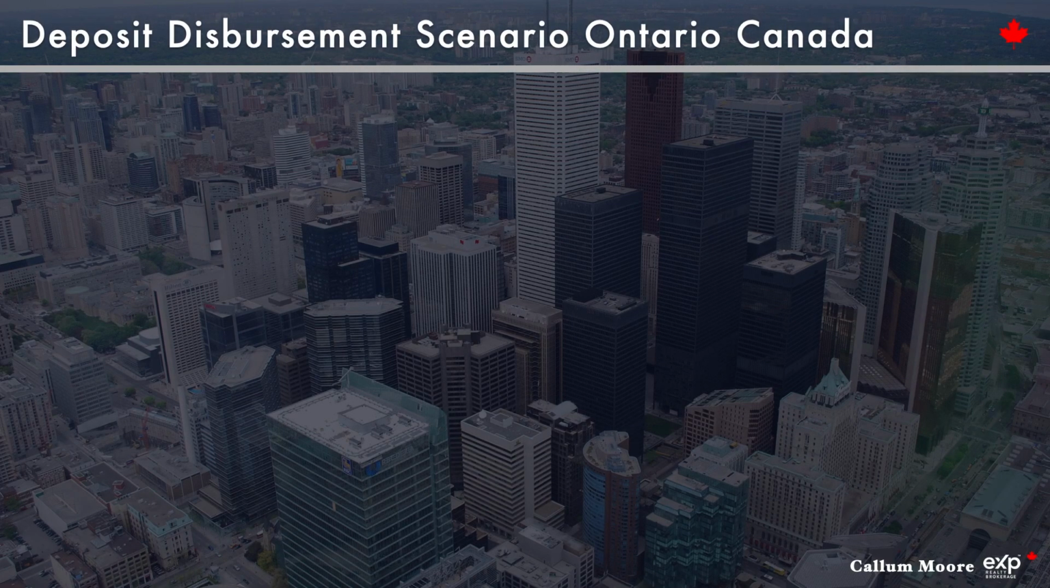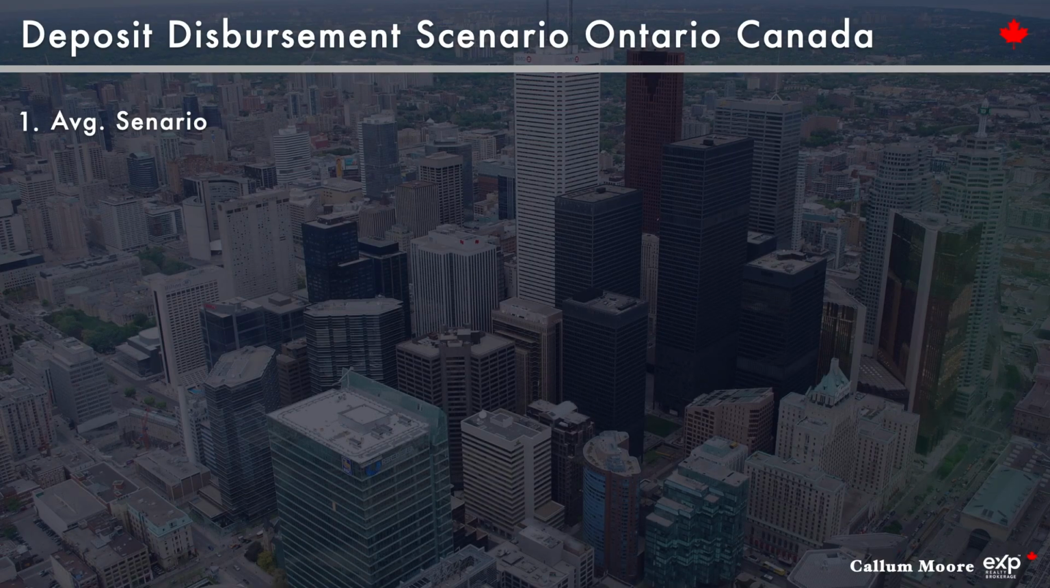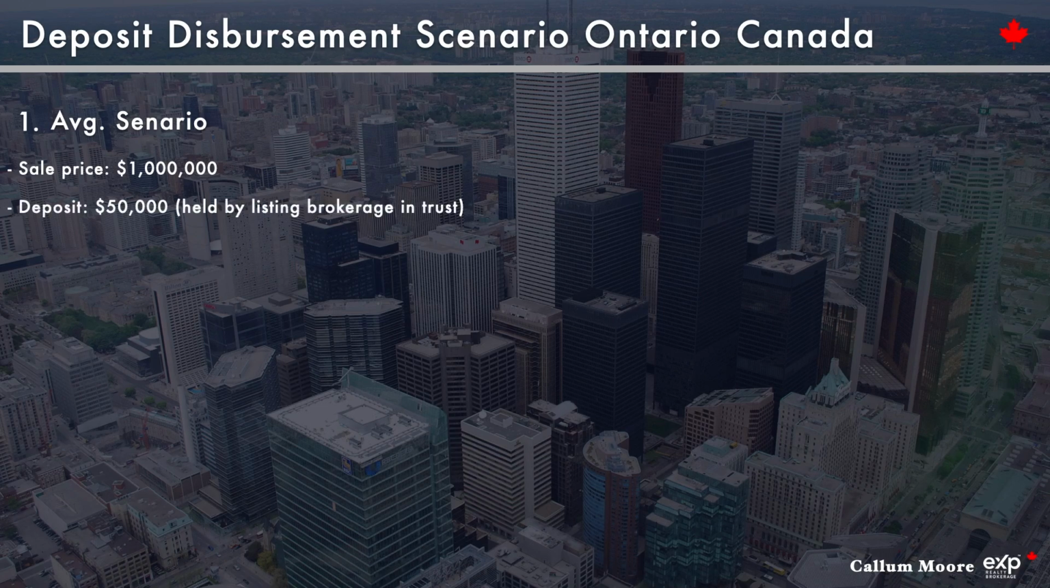Okay, let's get into deposit distribution, which is important for the exams, of course, and then we'll get into that really good multiple choice question you may see in the exams. Let's break this down beautifully, and you know me, I love average scenarios, high percentage scenarios you're going to see most. Deposit disbursement scenario: sale price, let's say 1 million, deposit 50,000, held by the listing brokerage in trust, total commission 5% plus HST, which equals 50,000 plus 6,500 for a total of 56,500.